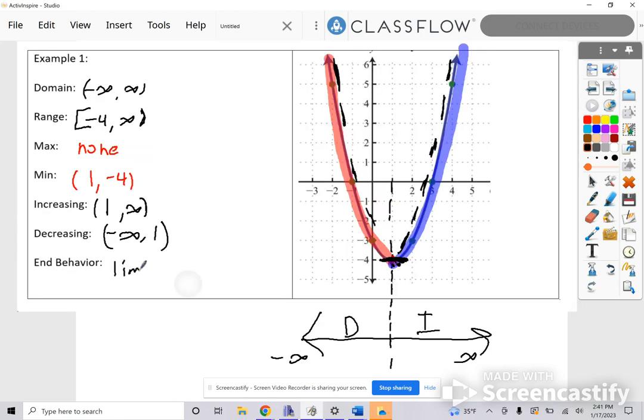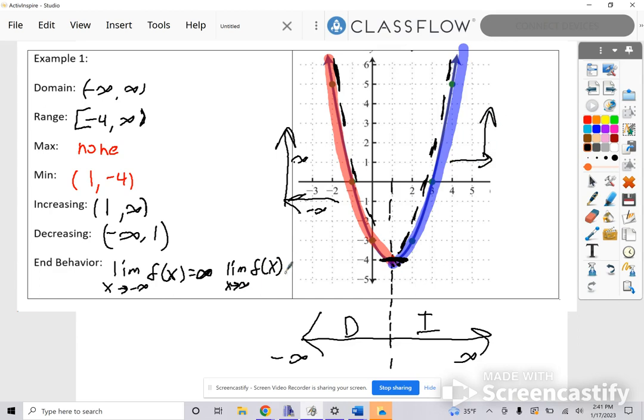So on these, best thing to do is just go ahead and write the limit notation. So limit as x approaches negative infinity of my function equals, okay, so as I'm going left, I'm going up. The way I like to do this, I like to put arrows on the thing. As I go left, I am going up. So as I go to negative infinity, I'm going to positive infinity. So there's my answer. And then for the other side, the limit as x approaches positive infinity of my function. So as I go right, I go up to positive infinity.